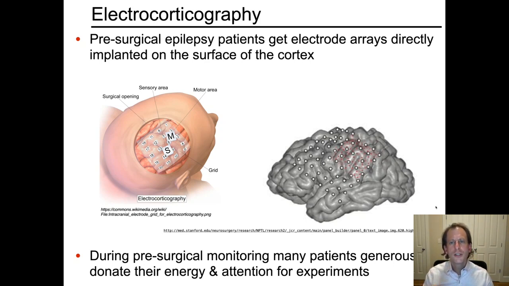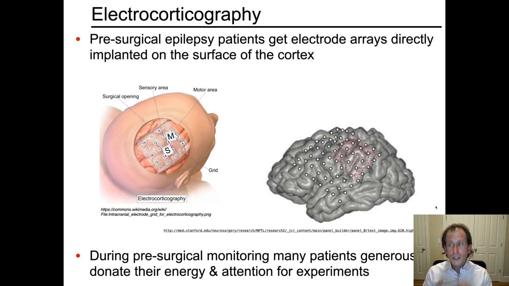However, there are special conditions in which neurosurgeons need to access somebody's brain directly and leave the brain accessed for a period of time. In particular, pre-surgical epilepsy patients often go through a period where they get electrode arrays that are directly implanted on the surface of the cortex. These electrode arrays are then recording constantly, and they're monitored during a waiting period, where effectively the surgeon is waiting for some signs of an epilepsy episode to emerge, to figure out where in the brain it's coming from to help guide the surgery that will then ensue.